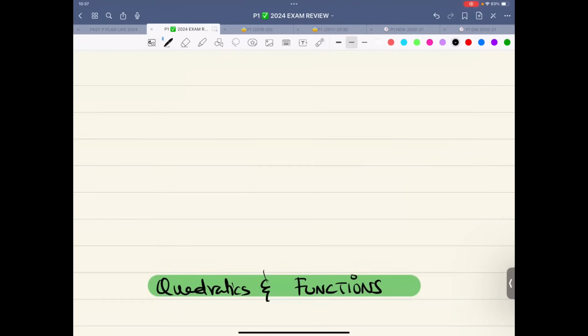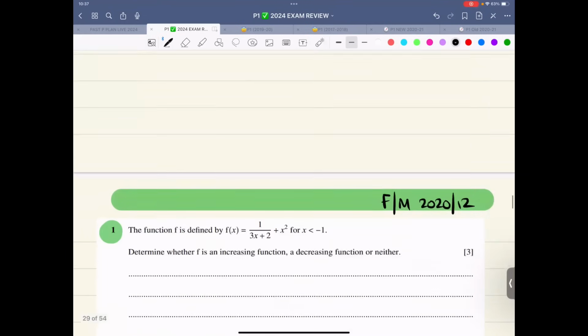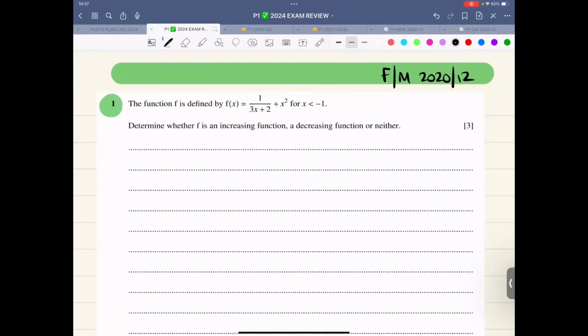Now let's move to quadratics and functions. Now it says the function f is defined by such and such. Determine whether f is increasing, decreasing, or neither. So it's about differentiation. So it's functions with differentiation. f(x) is now written as (3x plus 2) raised to the power of negative 1. f prime x, differentiate. Negative 1 comes down. 3x plus 2 remains as it is.